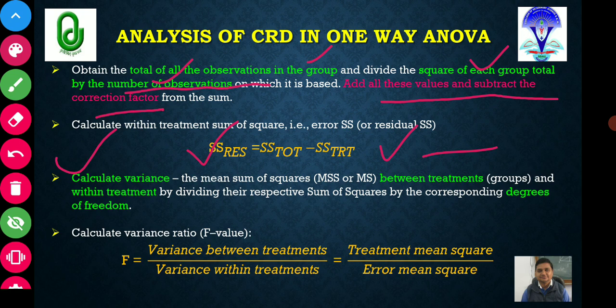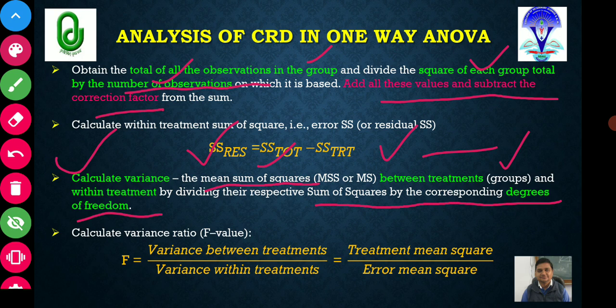So what is variance? The mean sum of squares, MSS, or simply mean square between treatments, that is between groups, and within treatments, is obtained by dividing their respective sum of squares by the corresponding degrees of freedom. So we already have a sum of squares, and we divide it by the respective degrees of freedom. Then you will get the mean sum of squares, or simply mean square, which is also called variance.